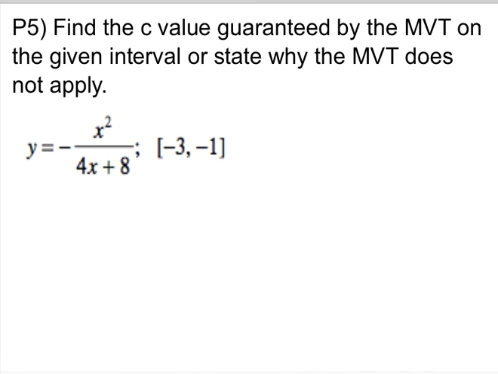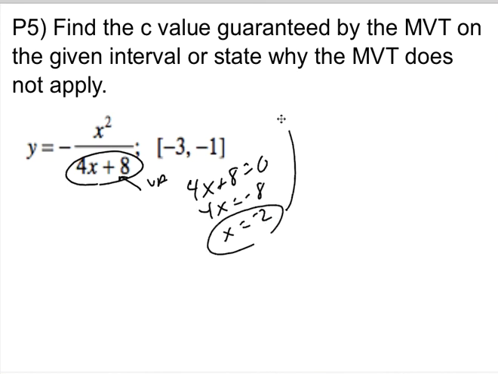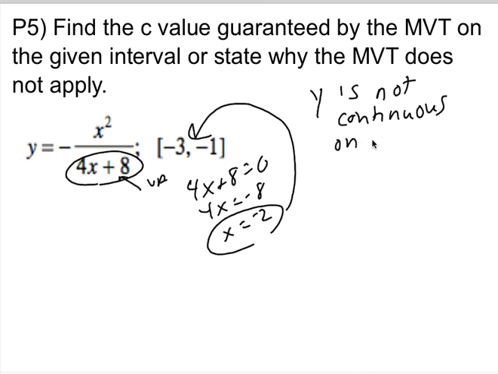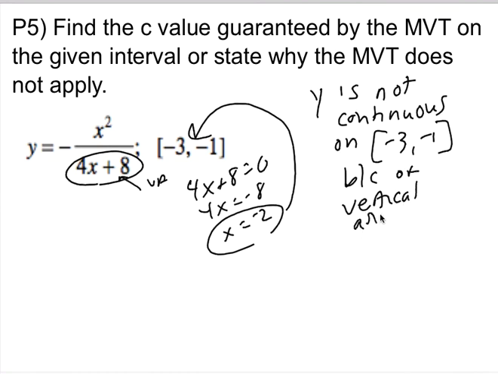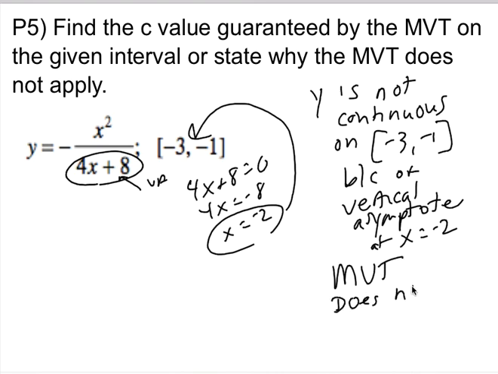All right, last one. So same idea. This thing has a vertical asymptote when 4x plus 8 equals 0, which is when 4x equals -8, which is when x equals -2, which totally falls in this interval. So y is not continuous on this interval because of a vertical asymptote at x equals -2, meaning that the MVT does not apply.